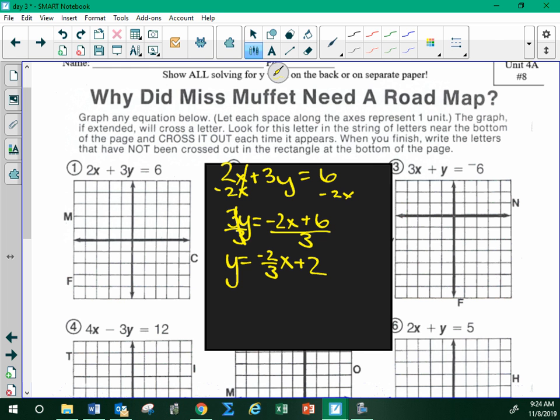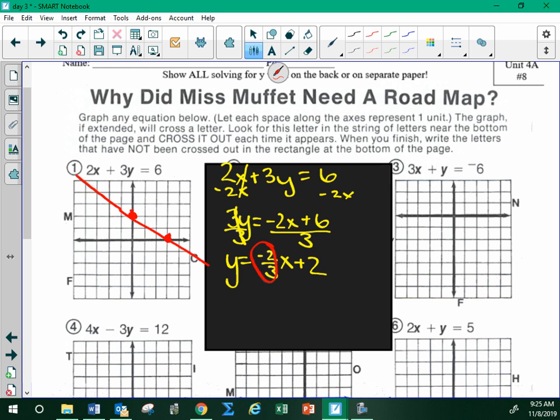All right. Let's start plotting. What is my y-intercept? Positive 2. Good. So we go up 2. Now my slope is negative 2/3. So I'm going to go down 2, over 1, 2, 3. If I connect, what letter does it hit? C. Okay, let's read the directions.